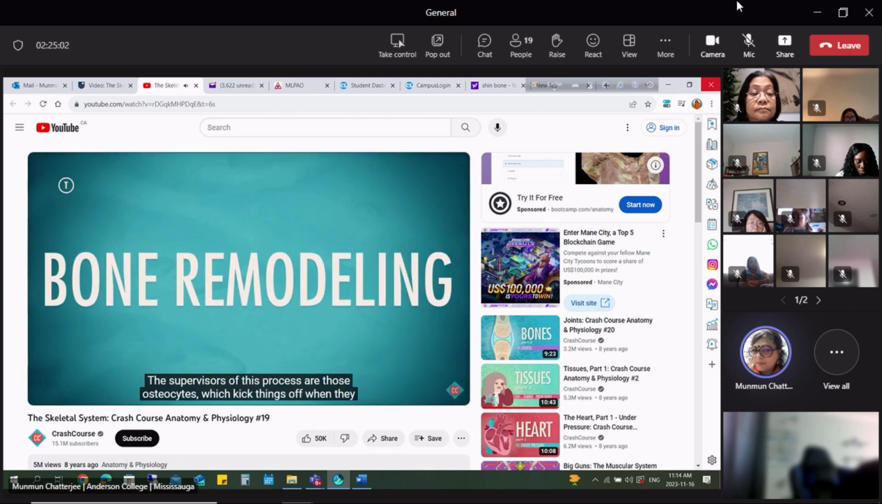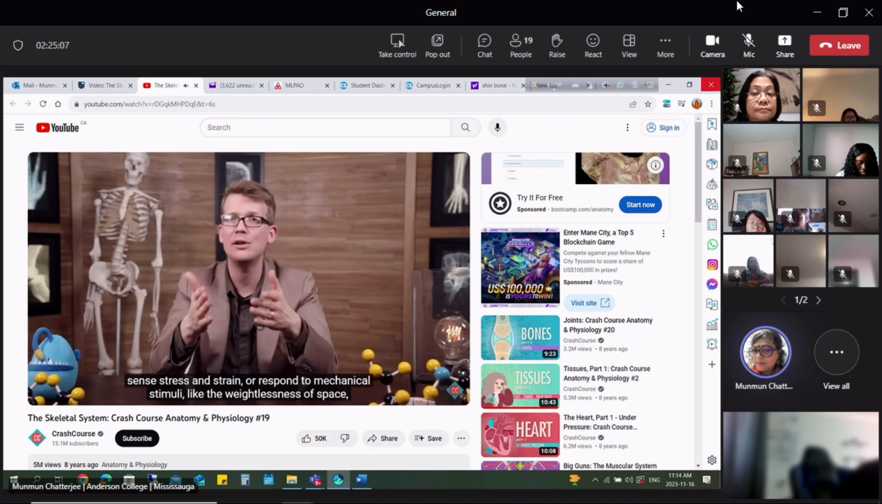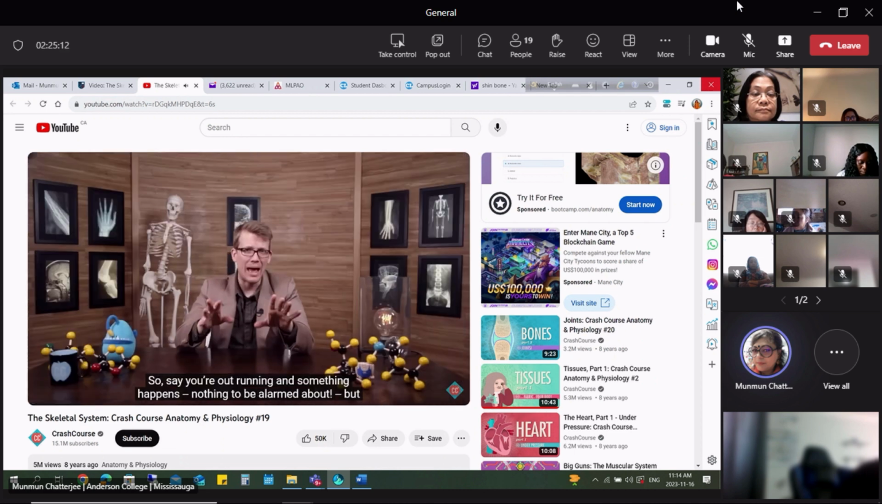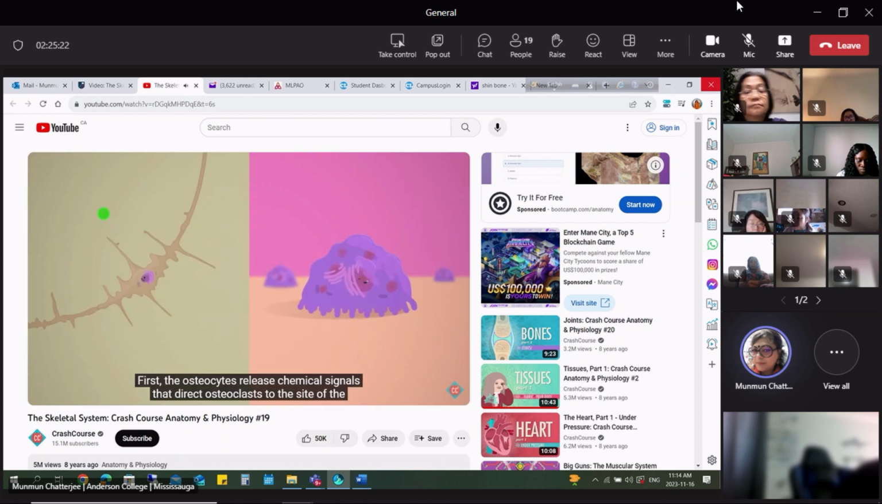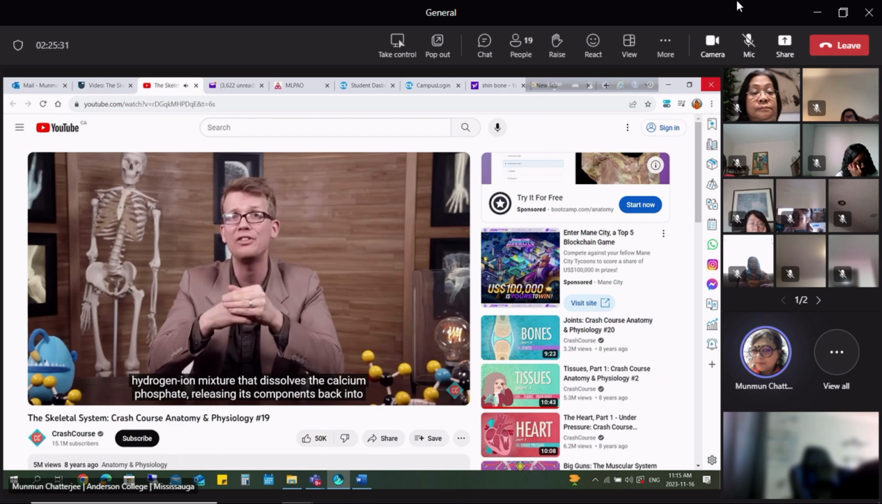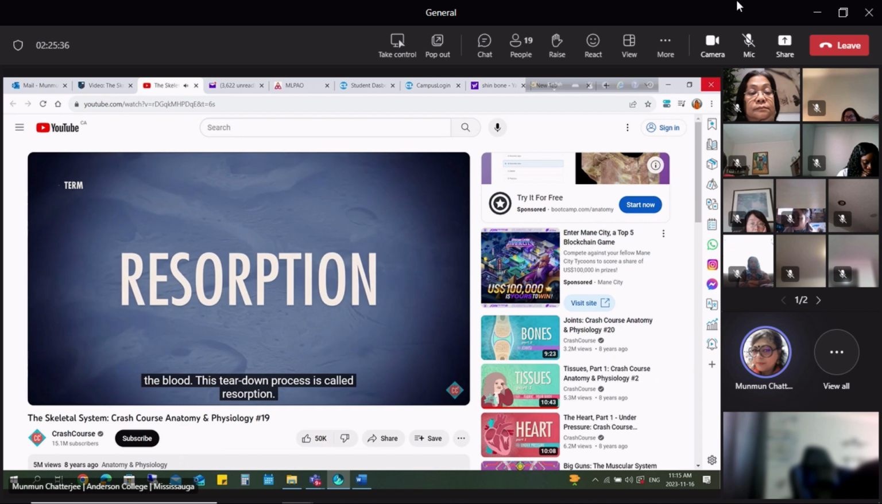The supervisors of this process are those osteocytes, which kick things off when they sense stress and strain or respond to mechanical stimuli, like the weightlessness of space or the impact of running on pavement. So say you're out running and something happens, nothing to be alarmed about, but suddenly the osteocytes in your femur detect a tiny microscopic fracture and initiate the remodeling process to fix it up. First, the osteocytes release chemical signals that direct osteoclasts to the site of the damage. When they get there, they secrete both a collagen-digesting enzyme and an acidic hydrogen ion mixture that dissolves the calcium phosphate, releasing its components back into the blood. This teardown process is called resorption.